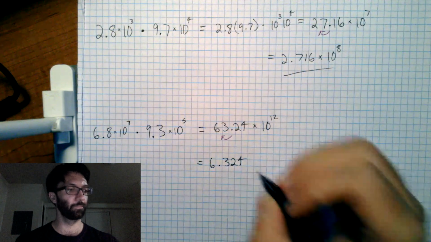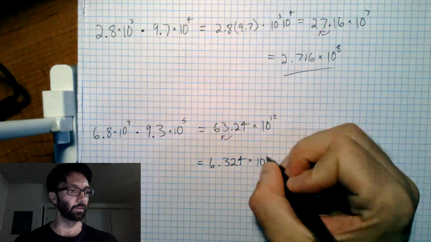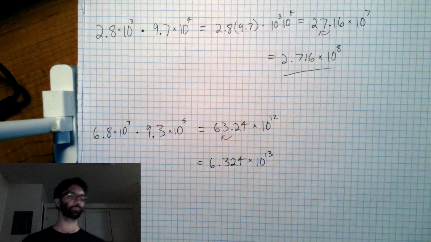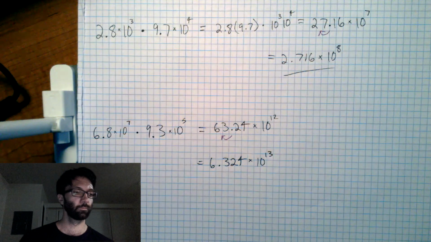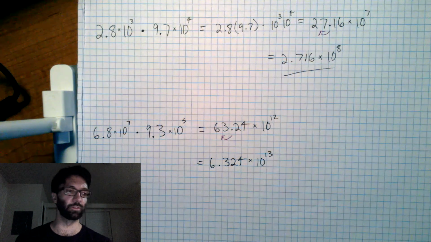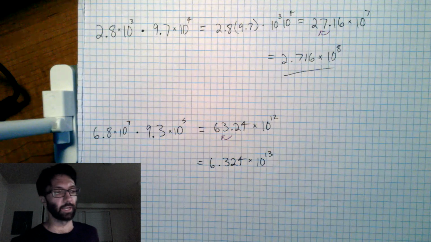And so I'm going to end up with 6.324 times 10 to the 13th power. Okay, and that's really all there is to it for multiplying in scientific notation.